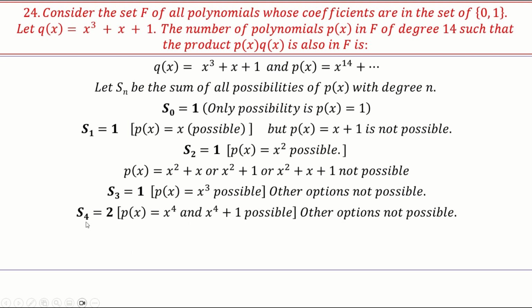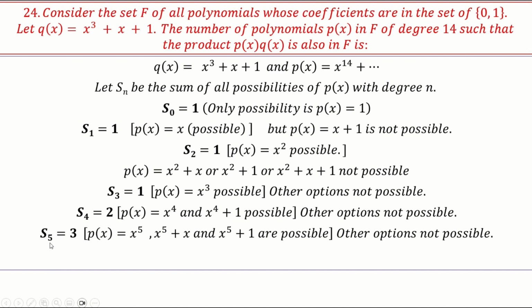Let's see next. S of 4 is 2. Here there is a possibility because you can get x power 4 and x power 4 plus 1, because the next power is minus 4, right? X power 4 minus 4 is x power 0, so that is 1. This is a possibility. So S4 equal to 2. Other options are not possible, you can check. Just for your information, S5 equal to 3. X power 5 is possible. X power 5 plus x is possible because the difference of power is minus 4. X power 5 plus 1 is also possible. So these are the three possibilities.